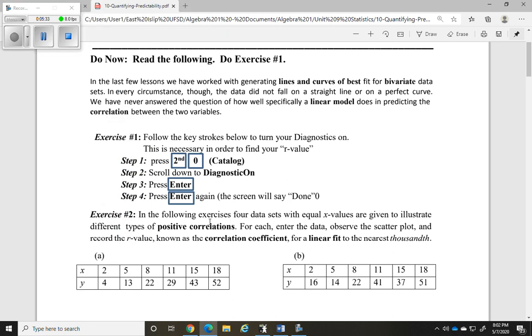So in the following exercises, 4 data sets with equal x values are given to demonstrate different positive correlations. And for each of them, we're going to enter the data, we're going to look at the scatter plot, and we're going to record the R value. So let's do this together.